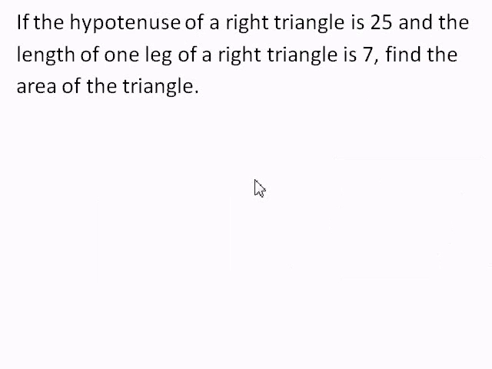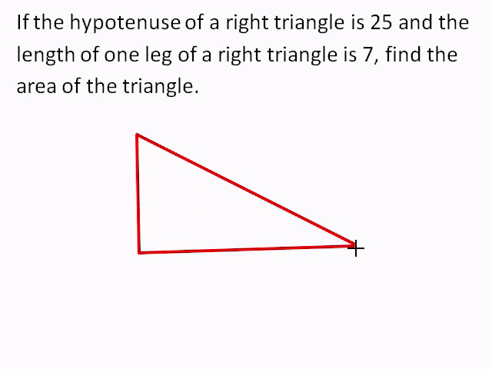Now sometimes we're going to be given situations that don't directly give us the information we need in order to find the area. Taking a look at this problem right here, the hypotenuse of a right triangle is 25, and the length of one leg of that same right triangle is 7. We need to find the area of the triangle. Best thing to do in this situation is just to go ahead and draw a picture. So I'm going to draw a picture. I'm going to say the hypotenuse is 25, and the length of one of the legs of our right triangle is 7. We need to find the length of the other leg.